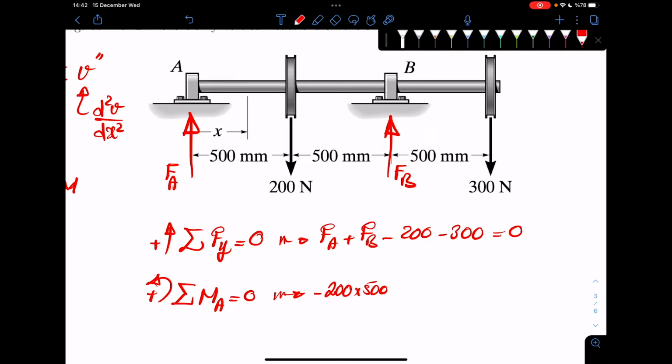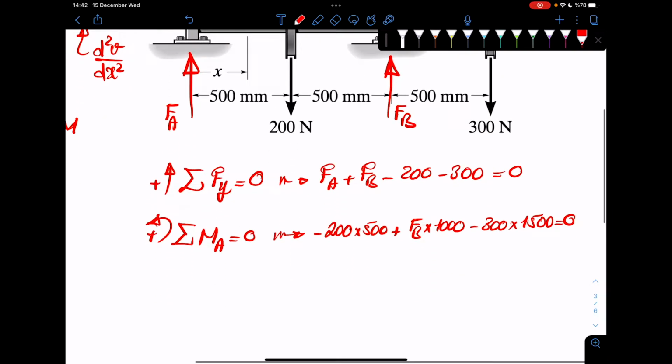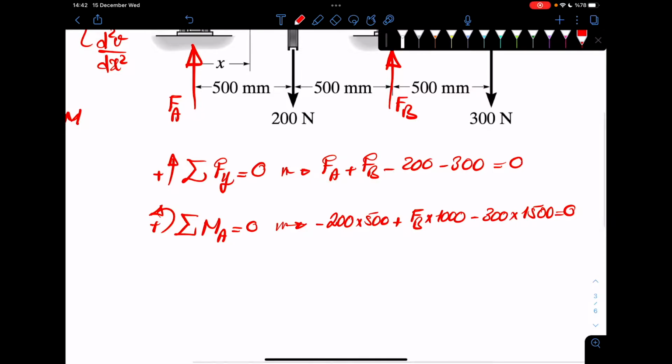Then you have the moment from FB. That would be 500 plus 500. That's 1,000, that's 1 meter. So that would be FB times 1,000. And then eventually you have 300 times 1,500 is 0. Okay, so these are 2 equations, 2 unknowns. And from these, you can calculate FA and FB.